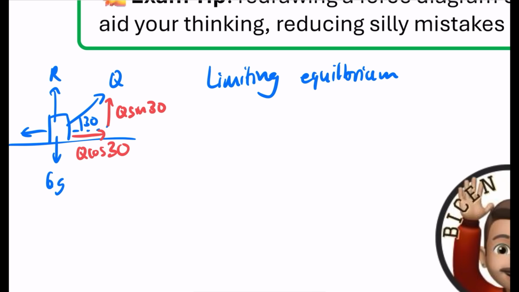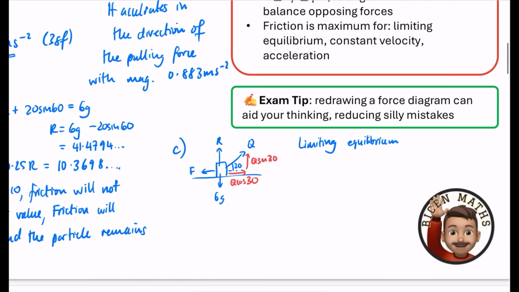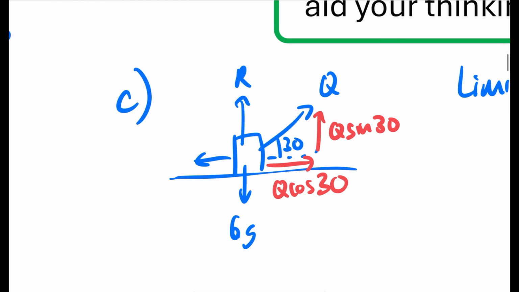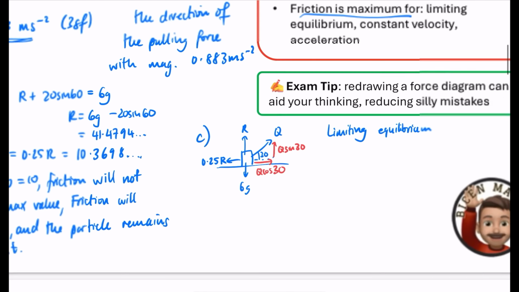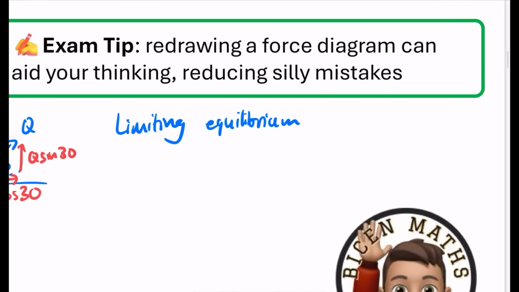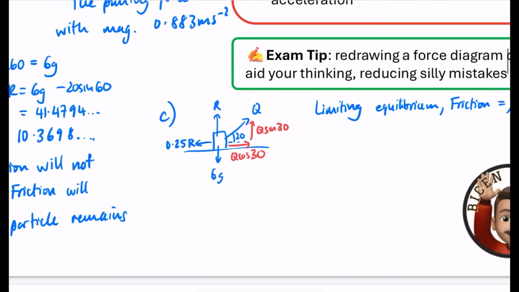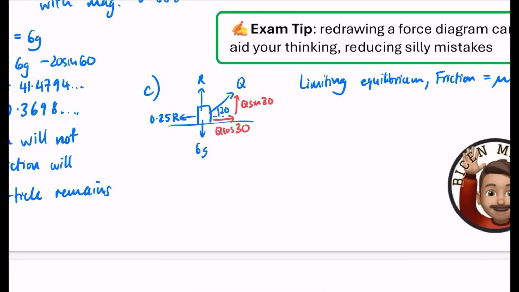But I will say that it is in limiting equilibrium. That tells me something, right? When something is in limiting equilibrium, friction is its maximum. So this friction that I've got here, I could actually replace with mu R. I can actually replace it with 0.25 R. Limiting equilibrium, friction equals mu R. So all I need to do now is say the forces up equal the forces down, etc.